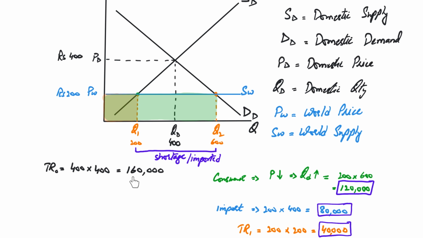Before imports, the 160,000 of consumer expenditure was all going to the producer. So clearly what we can sum up with this is that consumers benefit, foreigners benefit, but domestic producers are not at an advantage.